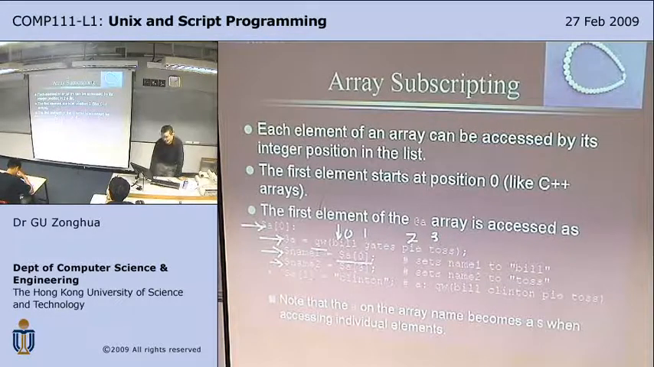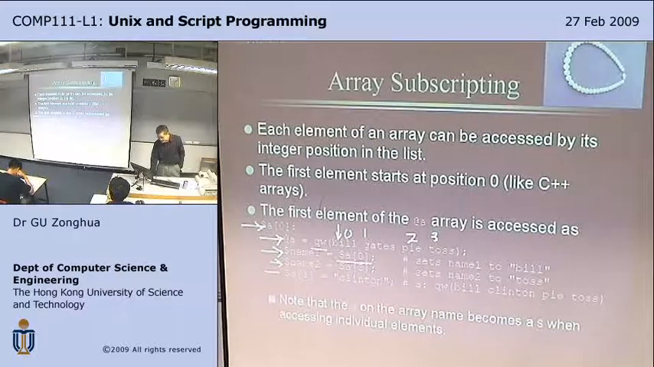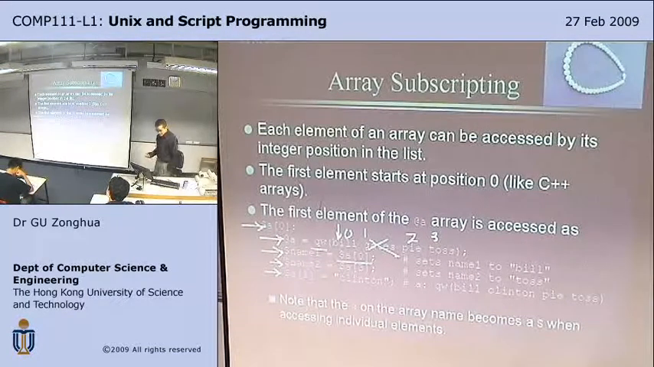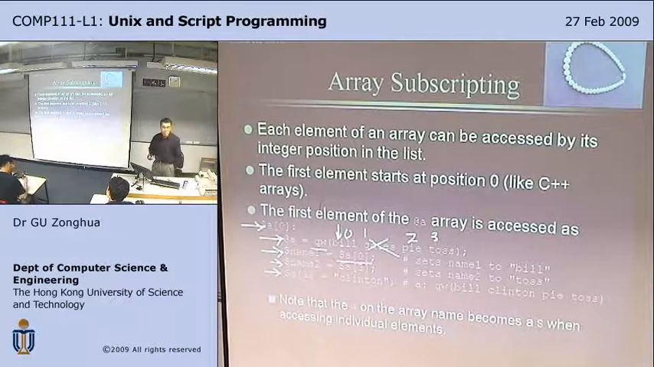And you can use it on the left-hand side also. You can assign Clinton to the first element, which is Gates. We replace Gates with Clinton. So now the @A array becomes Bill Clinton PyTorch.